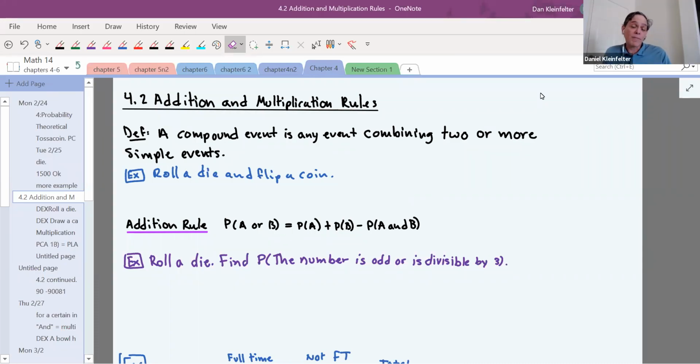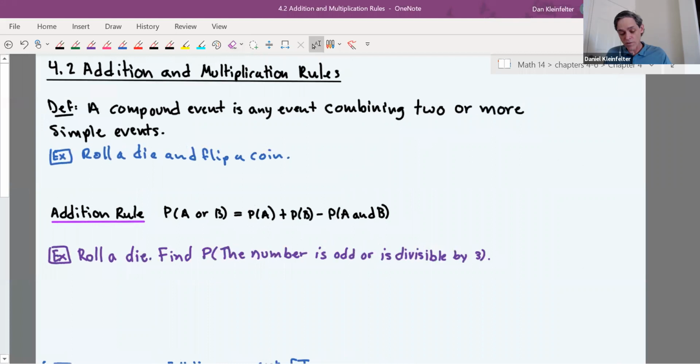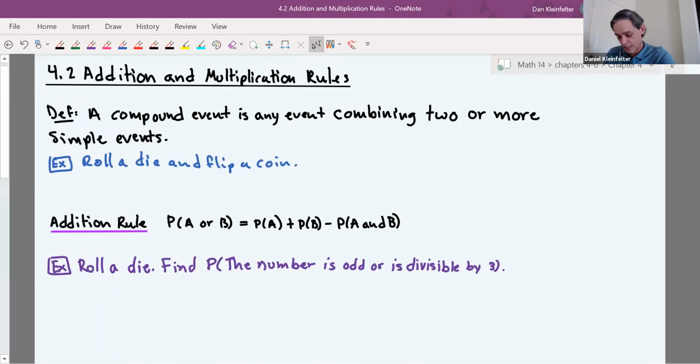Welcome back, everybody. In the last section, we were working on introductory concepts regarding probability. In this section, we're going to start looking at a couple of specific rules for working with probabilities. So this section is on the addition and multiplication rules. We'll be treating the addition rule first because it's a little easier to deal with, and then the multiplication rule later.